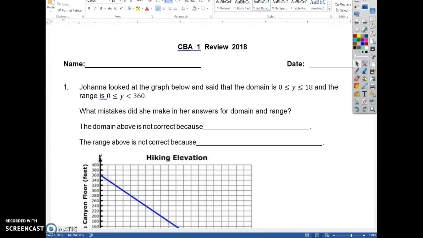This review is for the CBA that you guys are going to take tomorrow. It is the first CBA of the year, and we have to make sure that we get a good grade because our grades are due this weekend. So whatever grade you get is going to go in the grade book. So let's start with problem number 1.